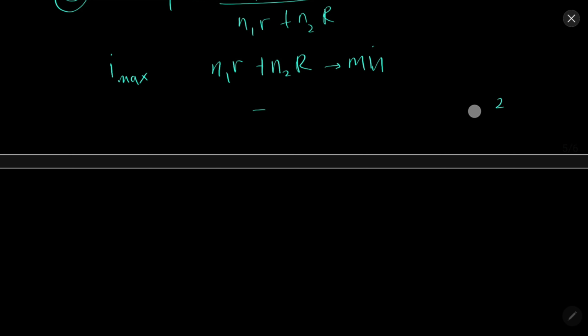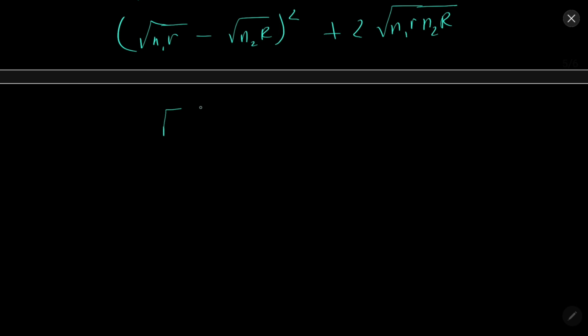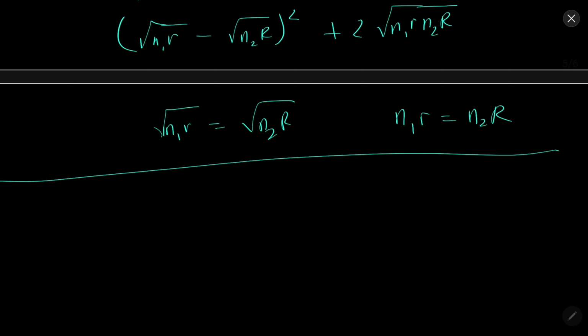so let's solve this more. So N1R minus N2R whole square plus 2 N1R N2R. It has to be minimum, so it will be root N1R equal to root N2R, or N1R equal to N2R. When this is the case, current will be maximum.